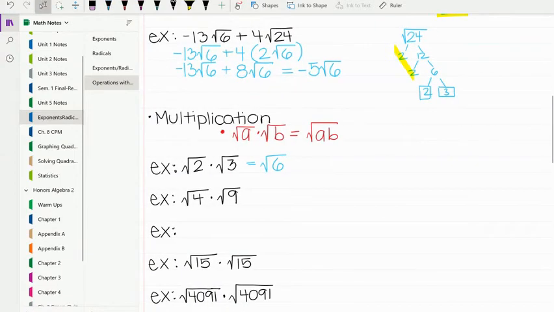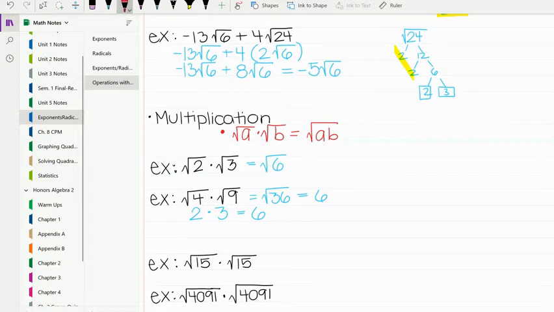Root 4 times root 9 would be root 36. Now, can I simplify that? Well, root 36 is 6. Another way you could have done this is simplify before you multiply. So root 4 is 2 and root 9 is 3. So 2 times 3 would be 6, right? So either way is fine.